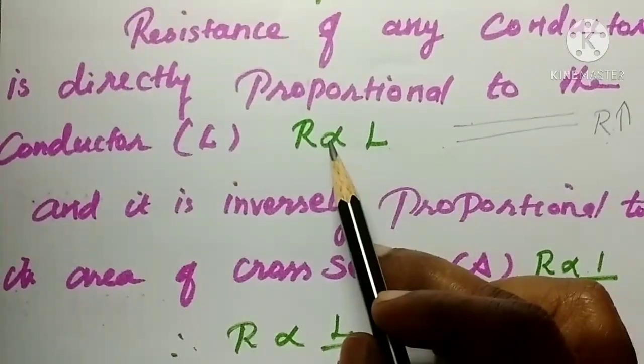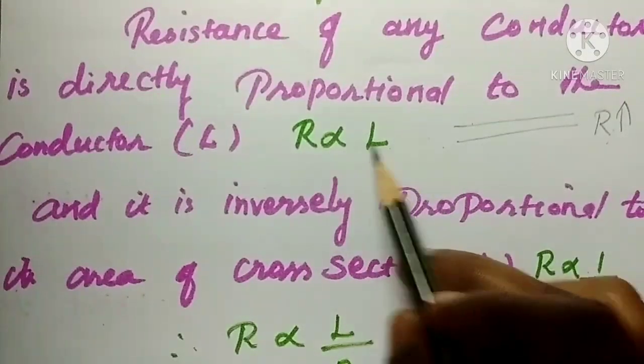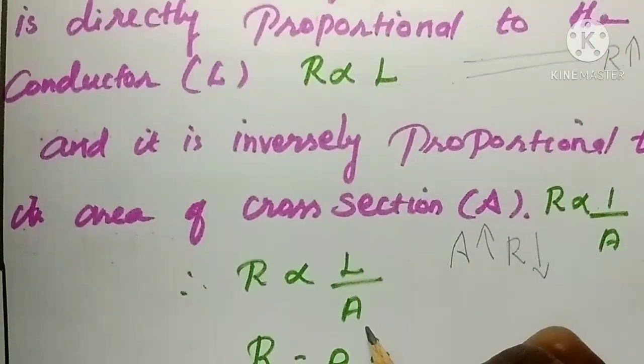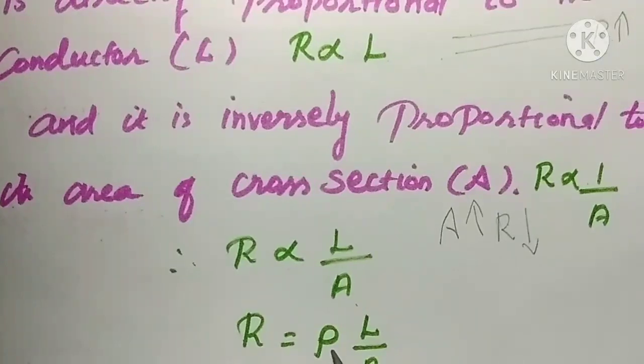Now you can combine these two. You can write R proportional to L by A. So R is directly proportional to length and inversely proportional to area of the cross section of a conductor. Now, if you are taking this proportionality, next line what will we write? We'll write with one constant, isn't it? Here you have to take the constant of proportionality, denoted by rho. So, next line we can write equal: R is equal to rho L by A.